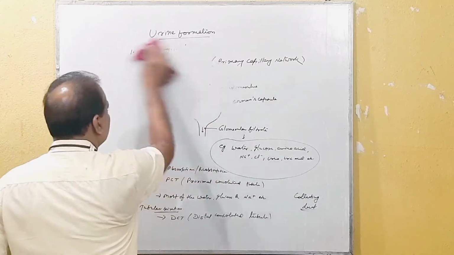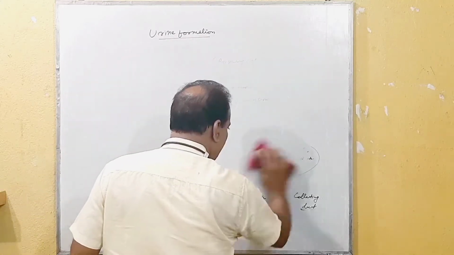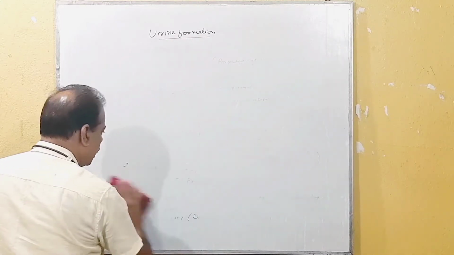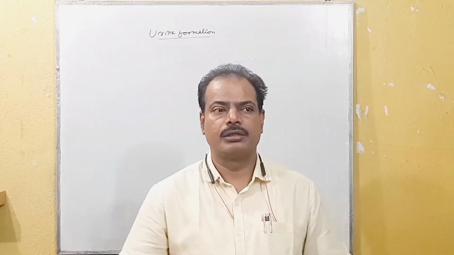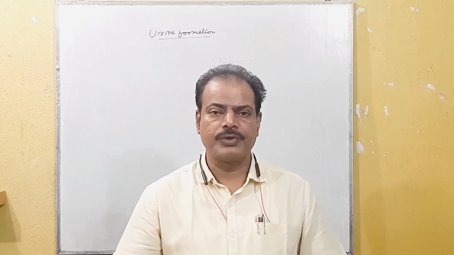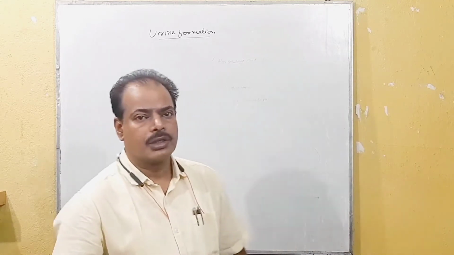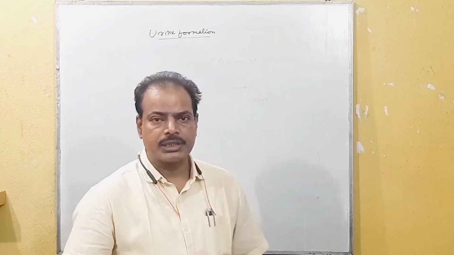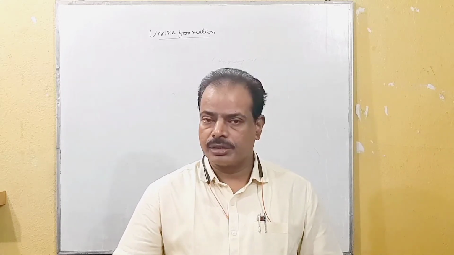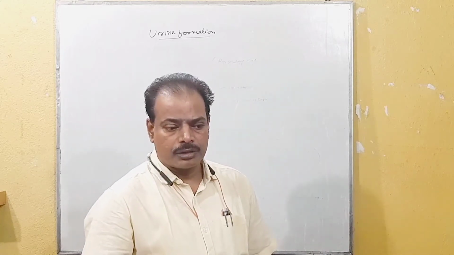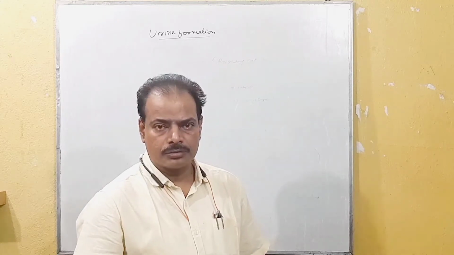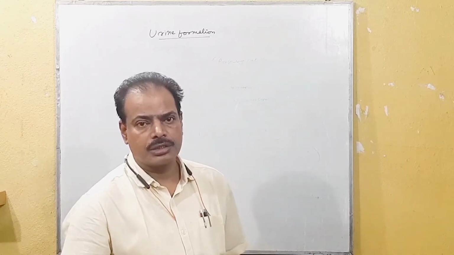The urinary bladder receives urine from the ureter, and when one-third of the urinary bladder is filled with urine, a neural signal or message comes from the brain to the sphincter muscle, and it relaxes, and then the opening of the urethra opens, and it helps in urination or micturition.